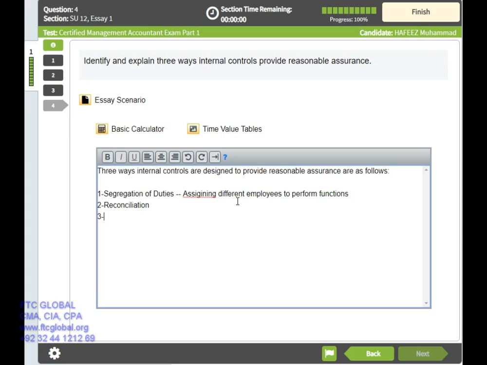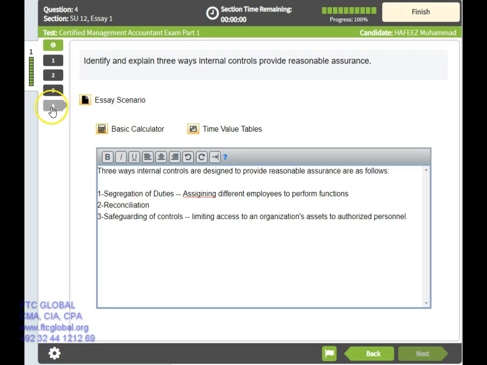Third, safeguarding controls, physical access controls. Safeguarding controls, that is limiting access to an organization's assets to authorized users only or authorized personnel only. Only the authorized individuals are allowed access to such assets, facilities, etc.